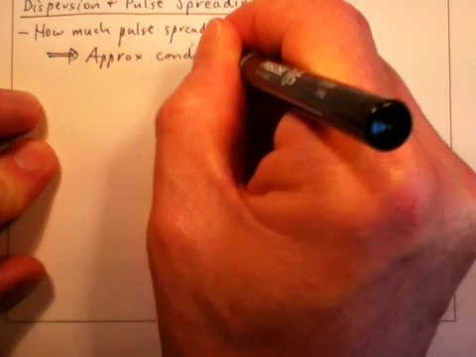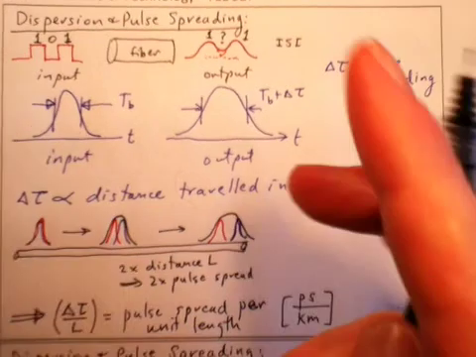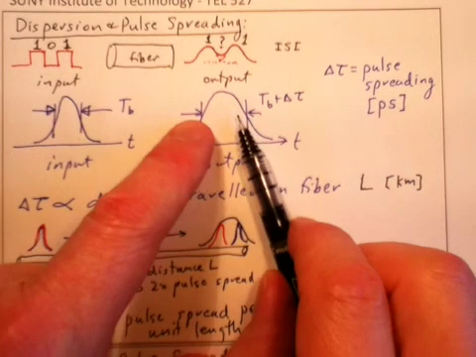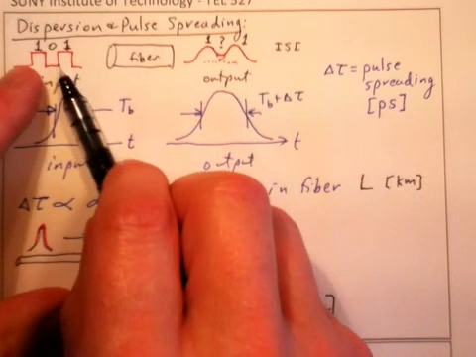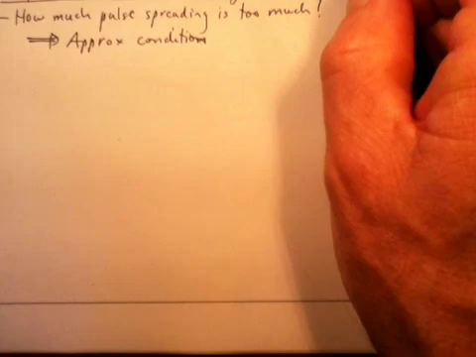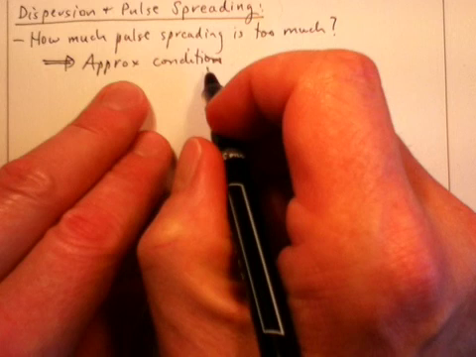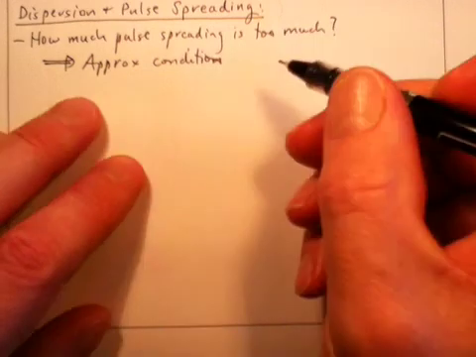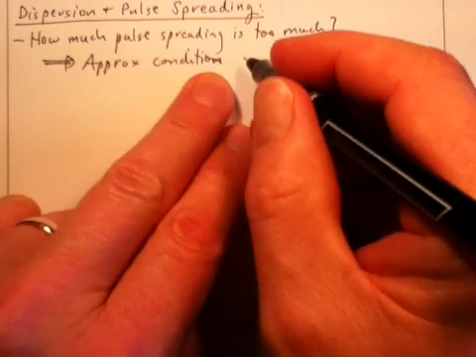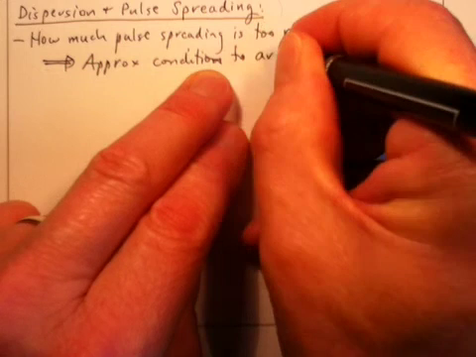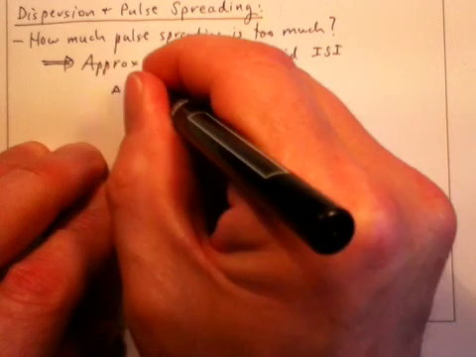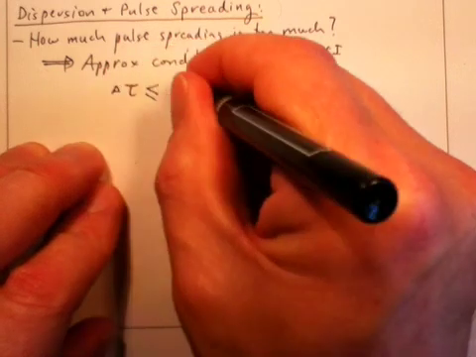Well, you can see from this figure up here that essentially what we want is to make sure that the pulse spreading is somehow not causing intersymbol interference. And so we want the pulse spreading to be less than a bit period. The approximate condition that we're going to use for an acceptable pulse spread to avoid intersymbol interference is that delta tau be less than or equal to the bit period over 2.